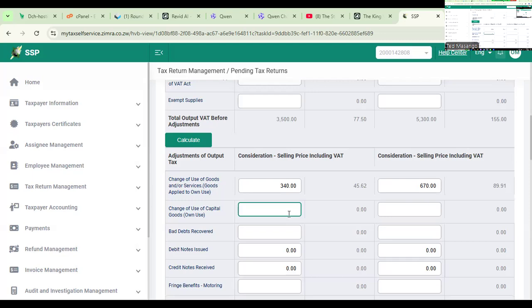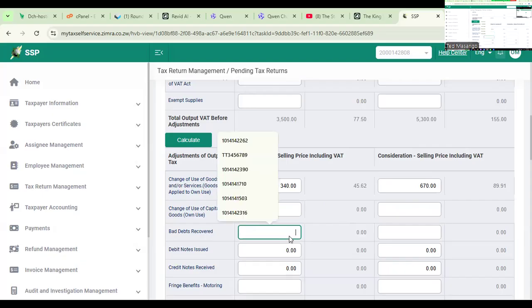Then this second row is change of use of capital goods. That is, you probably bought a capital good, let's say a computer. When you bought it, you were charged VAT. You claimed the VAT because you were charged it. But later on, you converted the laptop. Instead of it being used by the business, you took it home and probably gave it to your child, or you just decided to use it yourself, which means you converted it to own use. So if you have such a scenario, you have to put the figures there because you are supposed to return the VAT that you once claimed, right?